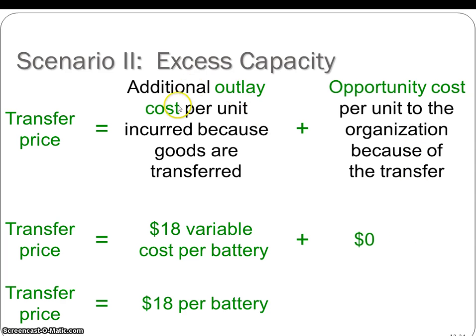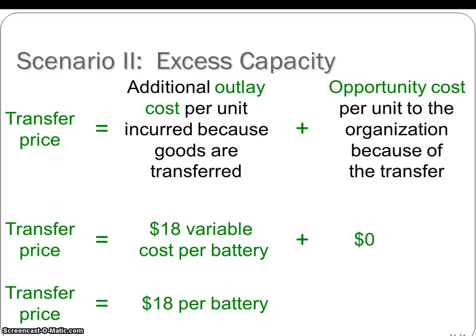So let's look at this example. Again, the transfer price formula remains the same, but in this case, the transfer price is only going to be $18 per battery. It's comprised entirely of the additional outlay cost per unit incurred because the goods are transferred, but there's no additive component related to the opportunity cost, because it's not as if the auto division is vulturing or commandeering sales for their own benefit. These lines were going to go unused. They weren't operating at capacity, so they weren't going to sell any of these units to get that $22 contribution margin.